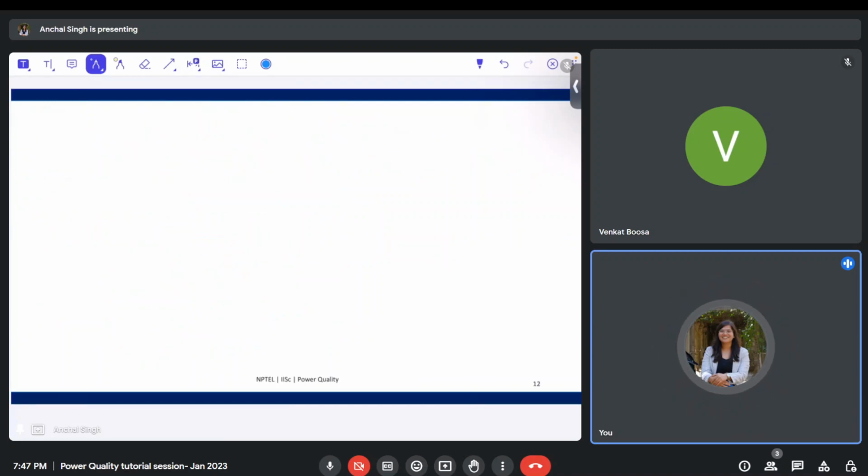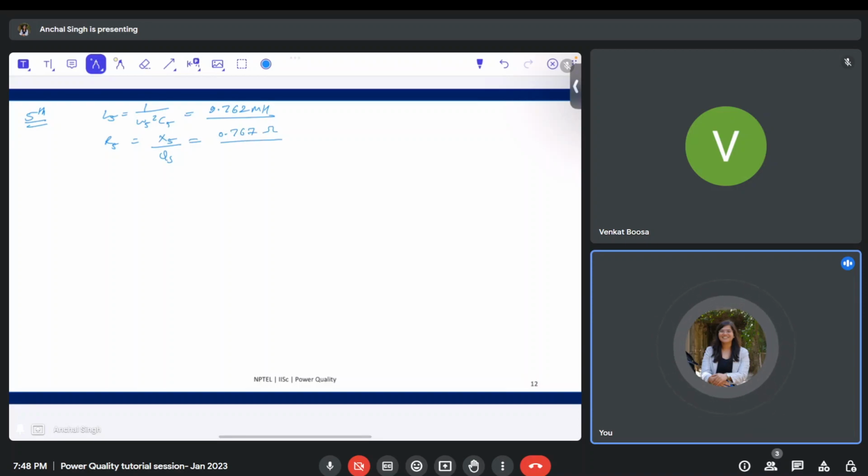Similarly, for fifth harmonic, if we do the analysis, then L5 will be equal to 1 by omega 5 square C5, which will come out to be 9.762 millihenry, and R5 will be equal to X5 by Q5, which will be equal to 0.767 ohms.